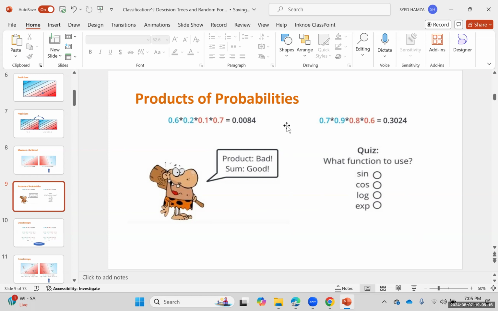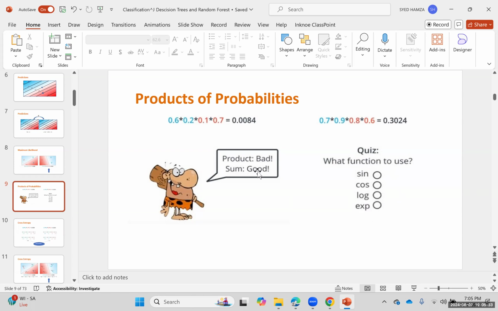Do you know the function that you can use to convert product into addition? I don't know. Yes, it's the log function.